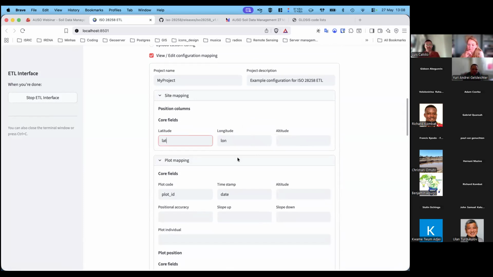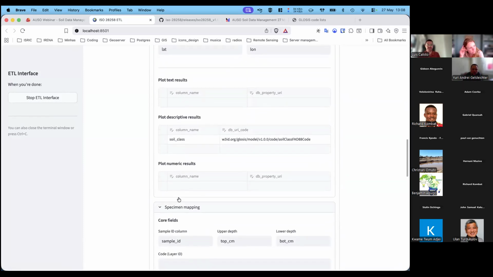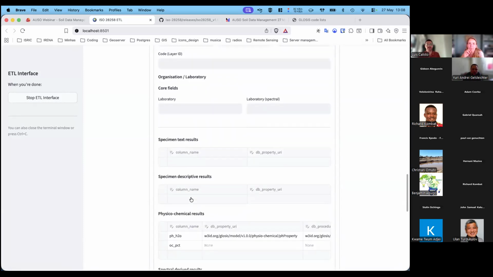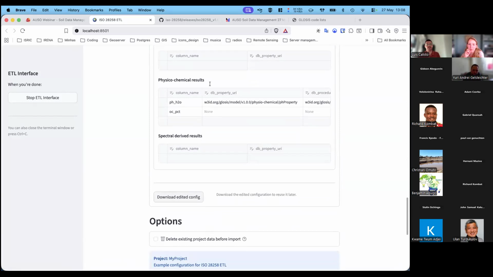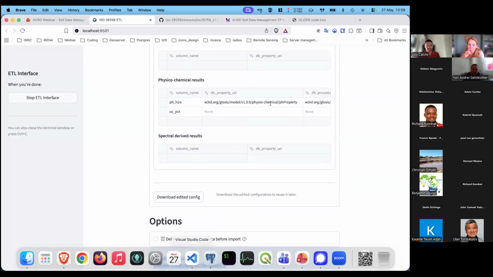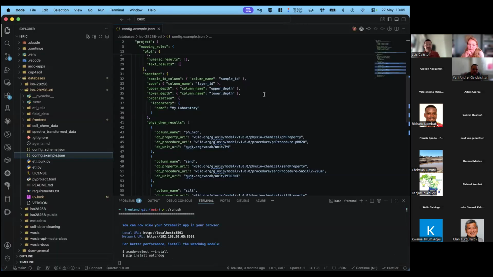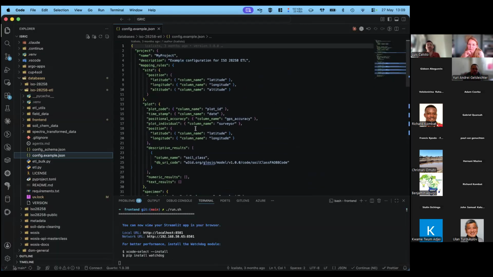Latitude is here, longitude is here. Actually, in this interface, you can create the configuration here and download the edited config file. You can download it, and this is just this JSON. Or you can do it via coding, and then you don't call the UI interface, you just call the scripting interface. Why is this important, the scripting interface?